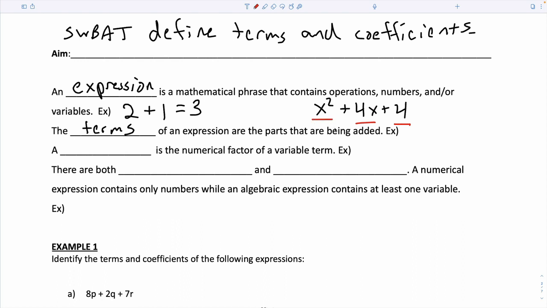is a term and x squared is a term. So the parts separated are all terms. Parts separated by signs, addition or subtraction, are terms.